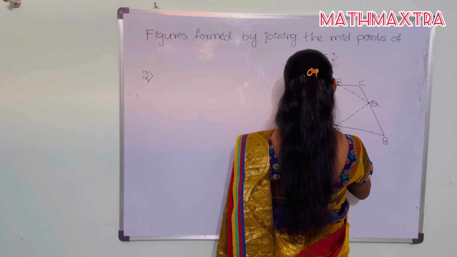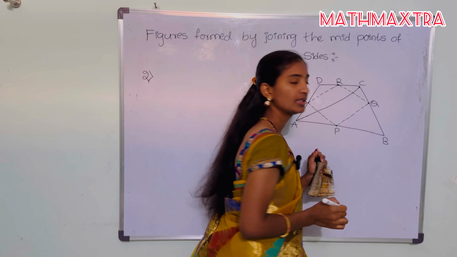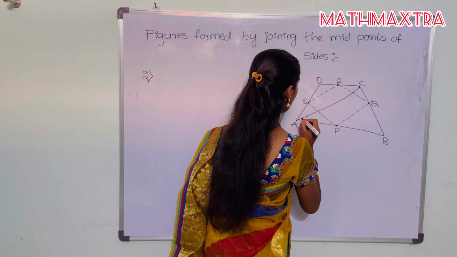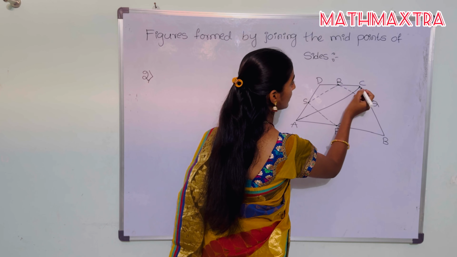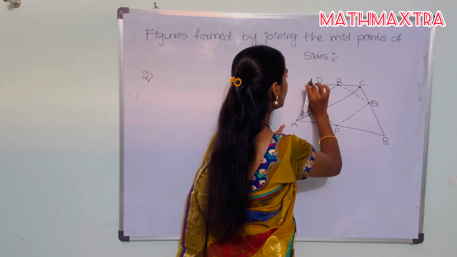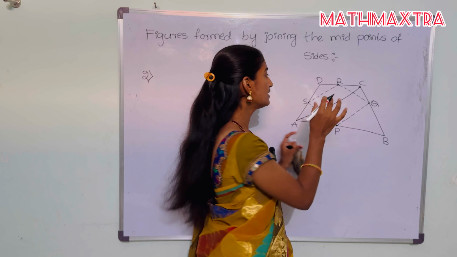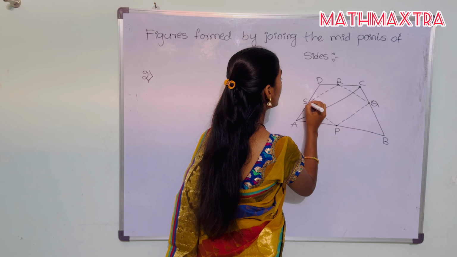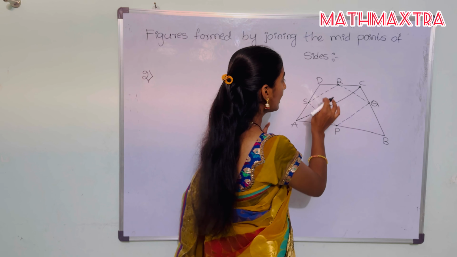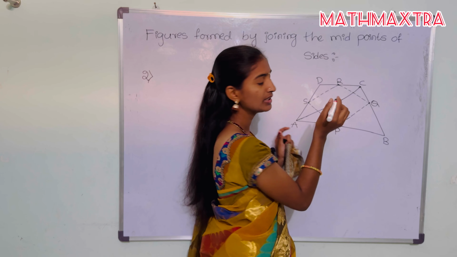Now I am joining a diagonal AC of the trapezium. See, what I did? I have joined the diagonal AC. And see, if you consider triangle ADC, similar to the previous case, here also we are joining the midpoints of two sides of a triangle, which is always parallel to the third side and exactly half of it, isn't it?